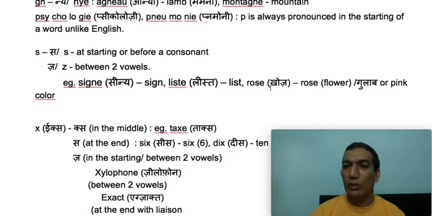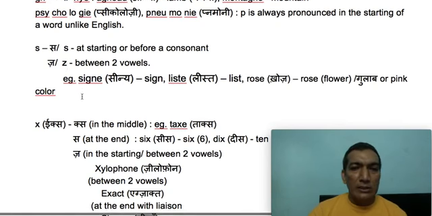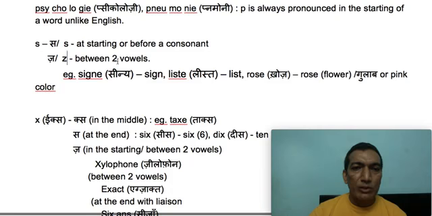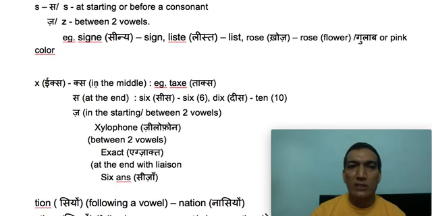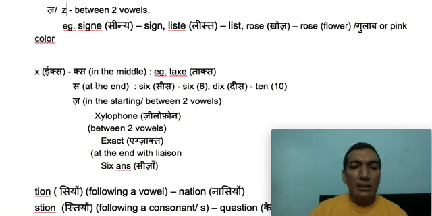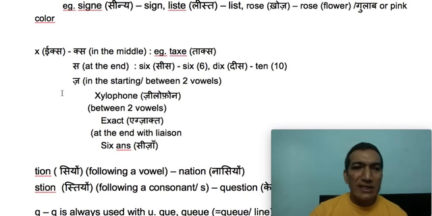For both of them we use this word rose. Okay. So these are the two sounds. So at the starting or before a consonant it is pronounced as s, or between two vowels it is pronounced as z, z. Okay.